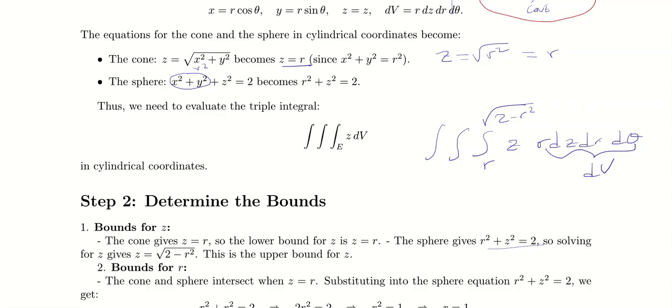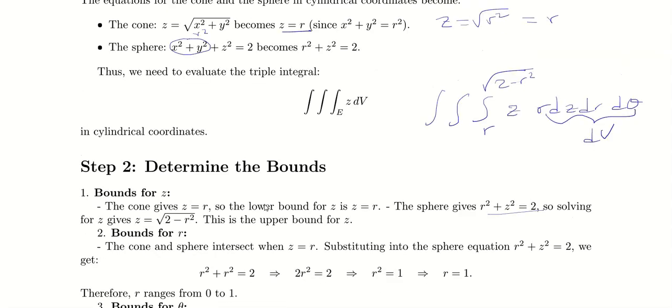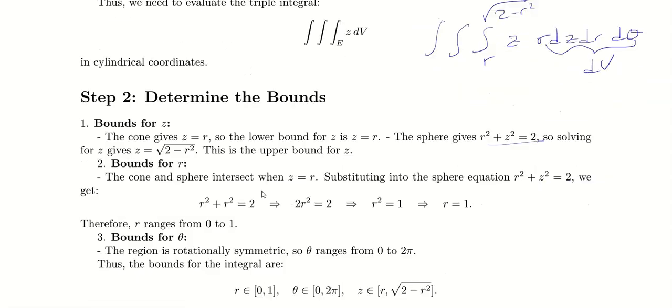Okay, next we want to solve for r. R represents the radius. To figure out what r is, we want to set those two equal to each other, to see where the cone and the sphere intersect. So we start off with r squared plus z squared equals 2. We know that r is equal to z, so I'll just plug it in. r squared plus r squared equals 2. We have 2r squared equals 2, r squared equals 1, and so r is positive 1. r cannot be negative because it's a radius. Therefore, r ranges from 0 to 1.